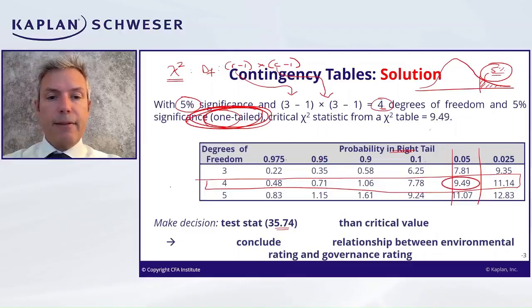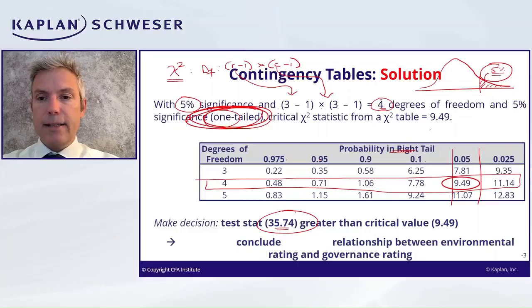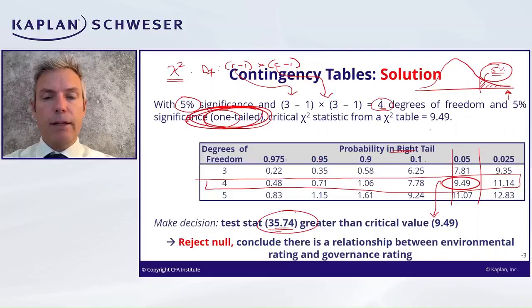So we've got a test stat of 35.74. The critical value from the table. Remember, the critical values always come from tables. Test statistics always come from a little calculation. We've got a greater, much greater. We're way into the rejection zone here. So we reject the null, that there's no relationship between the two features. And we conclude that there is a relationship between environmental rating and governance rating.